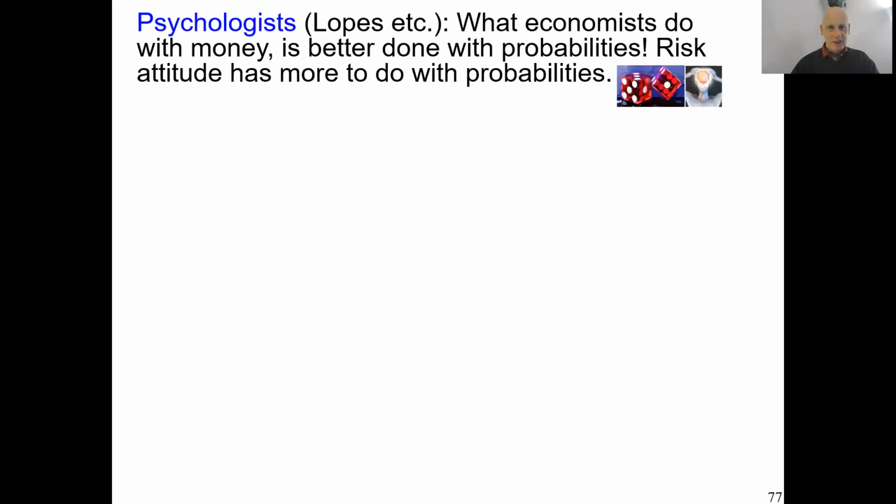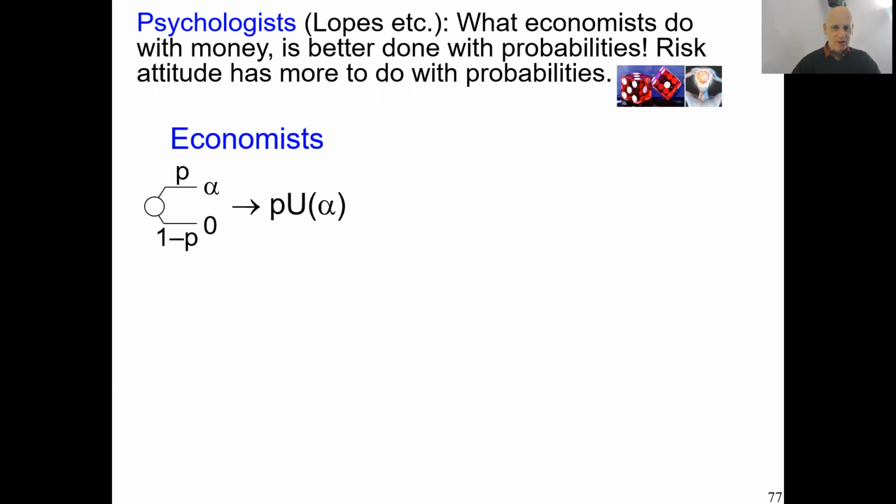And psychologists say, well, we have the feeling risk attitude has more to do with probability than with money. So what economists do with money, we think we better do it with probability. So if we depict here what economists do, if they evaluate that prospect, they take the expected utility, and for the deviation from linearity, we put it through a non-linear utility function of money. That's what's going on here.